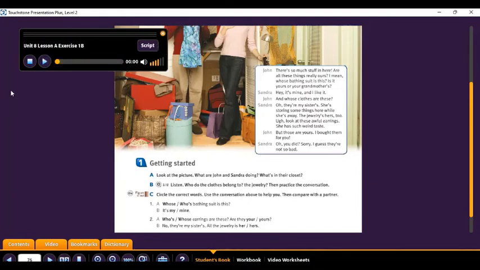Okay, let's do it again. Page 76. Unit 8. At home. Lesson A. Spring cleaning. Getting started. B. Listen. Who do the clothes belong to? The jewelry? Then practice the conversation.